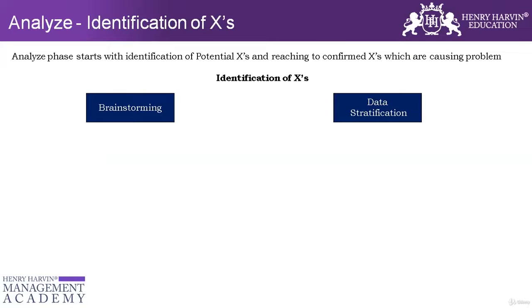Identification of causes can be done in many different ways. However, the majority of it is done using the brainstorming technique. We will get into what brainstorming is and the different ways of brainstorming. And second is data stratification. Data stratification is the data which we already have, and on that basis we also try to identify what can be the causes.